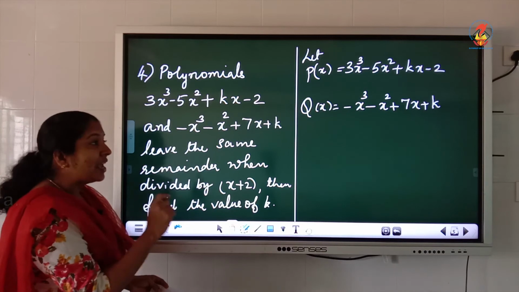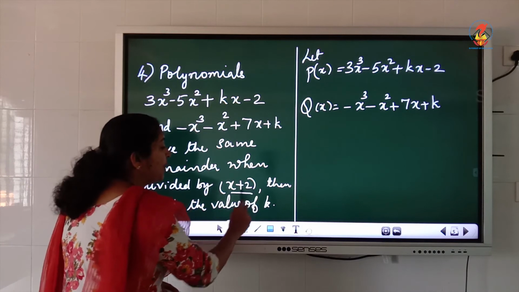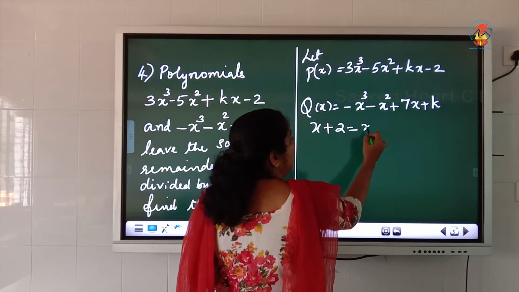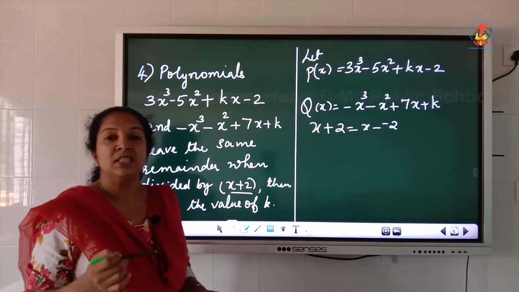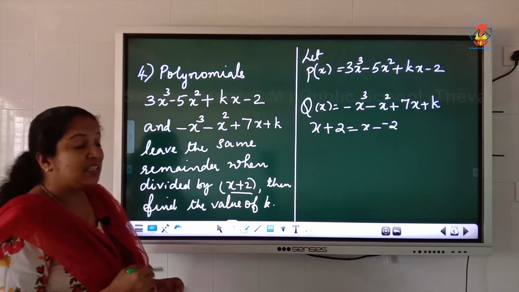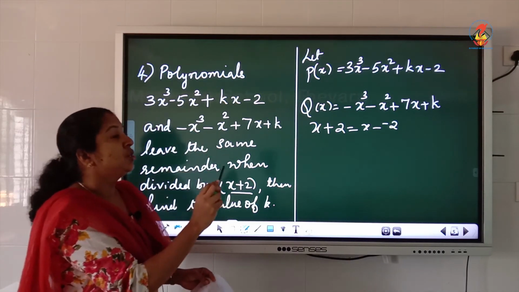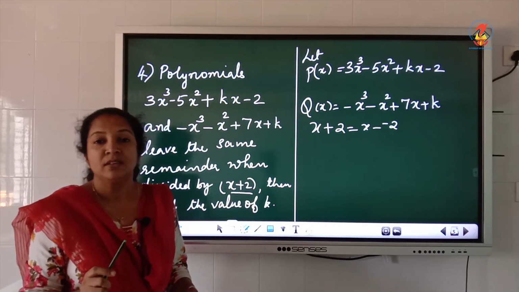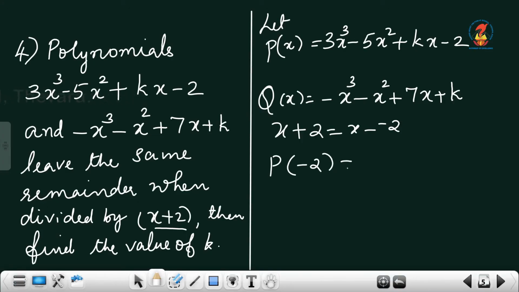The same remainder is obtained when it is divided by the linear polynomial x plus 2. This x plus 2 can be written as x minus minus 2. So, when a polynomial is divided by the linear polynomial x minus a, the remainder is p of a and q of a here. That means p of minus 2 and q of minus 2 are the remainders. Both the remainders are equal. So, we can write p of minus 2 is equal to q of minus 2.